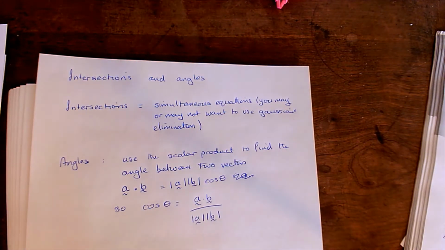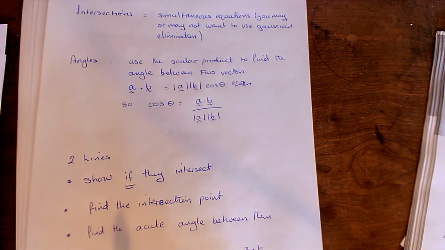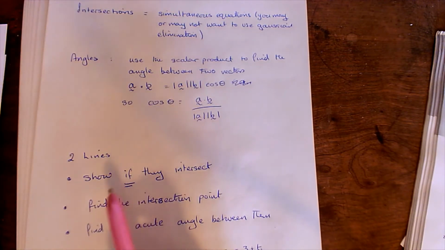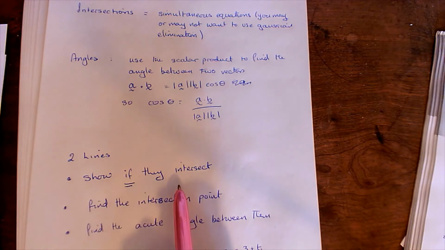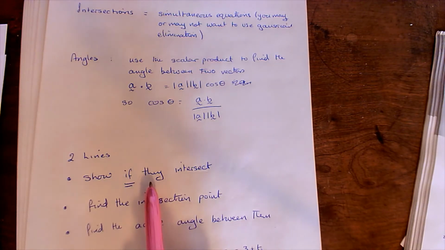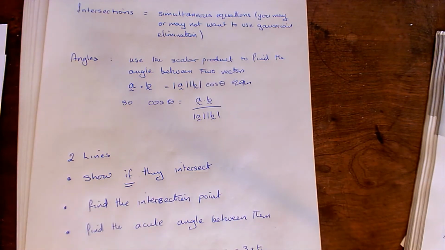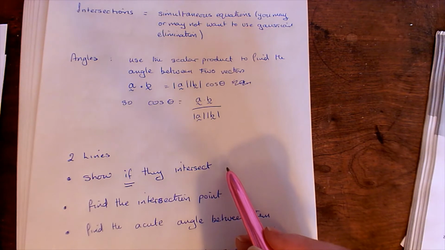So today we're looking at two lines, and we're looking at how to show if they intersect. We're looking at finding the intersection point, and we're looking at finding the acute angle between them. So, two lines, will they always intersect? Well, in 2 dimensions, they're either going to intersect or they're parallel. Now, in 3 dimensions, they can also be parallel, in which case they're not going to intersect unless they're actually the same line. But in 3 dimensions, you also have another possibility.